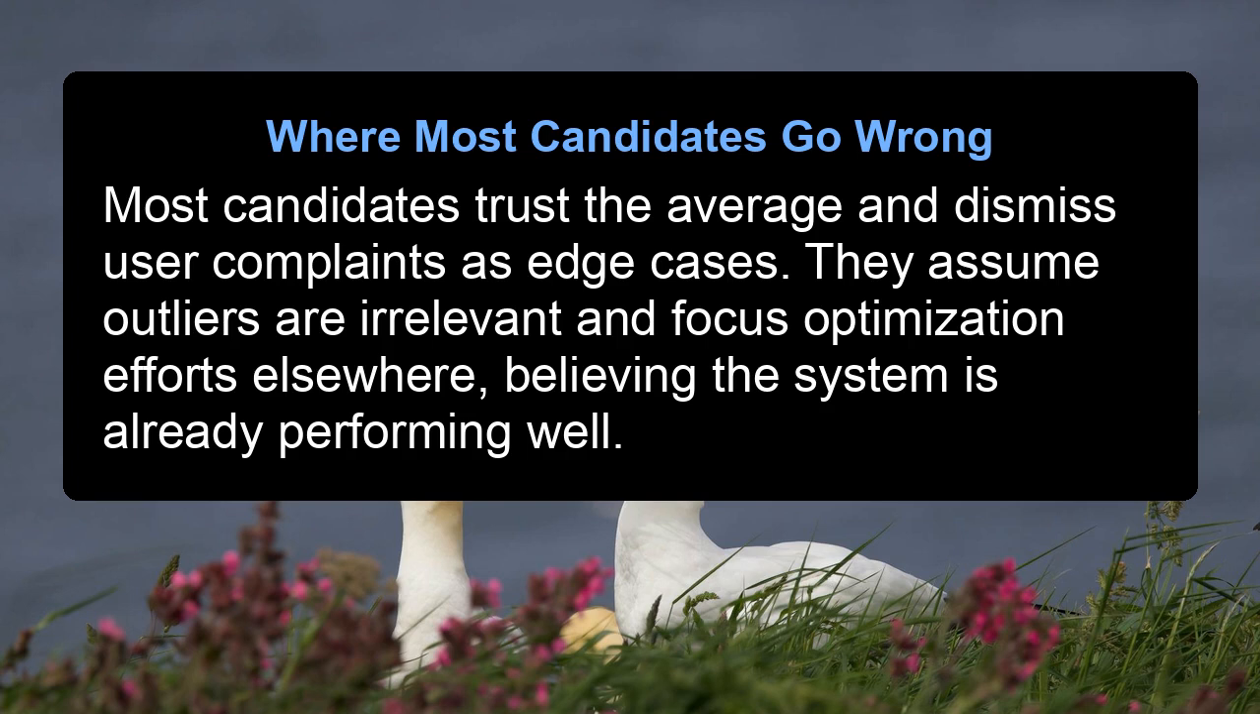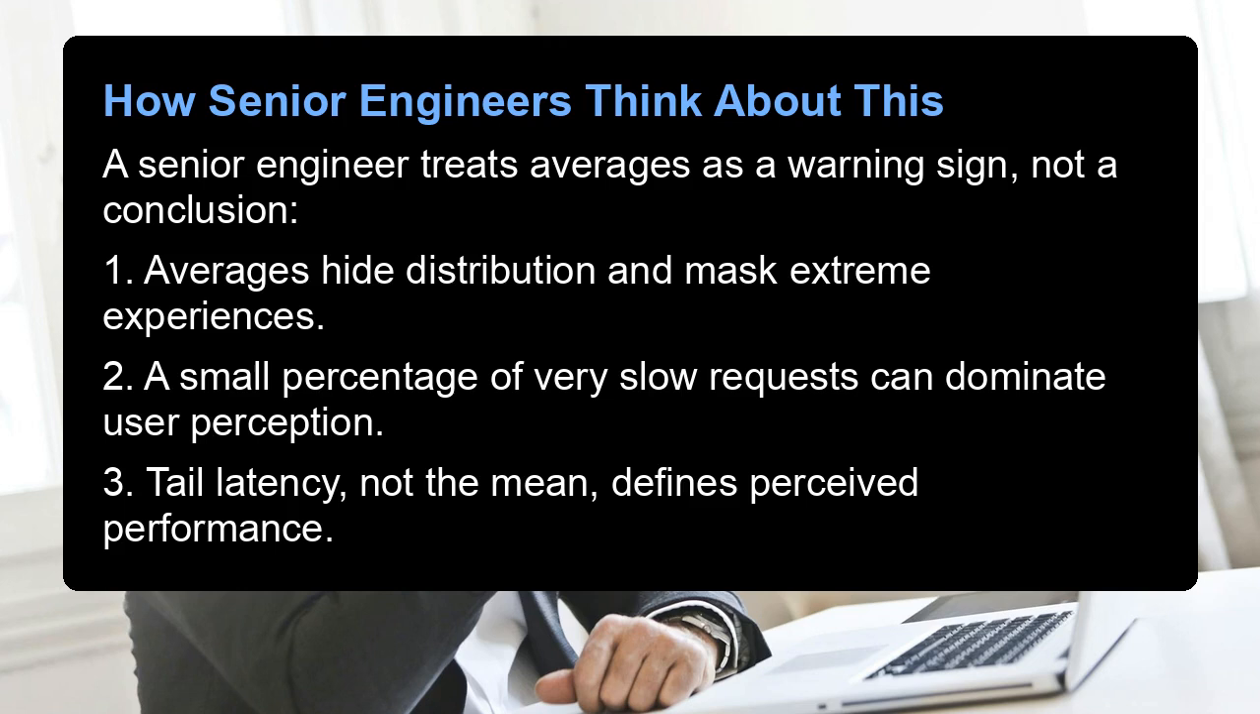Where most candidates go wrong. Most candidates trust the average and dismiss user complaints as edge cases. They assume outliers are irrelevant and focus optimization efforts elsewhere, believing the system is already performing well. How senior engineers think about this. A senior engineer treats averages as a warning sign, not a conclusion.